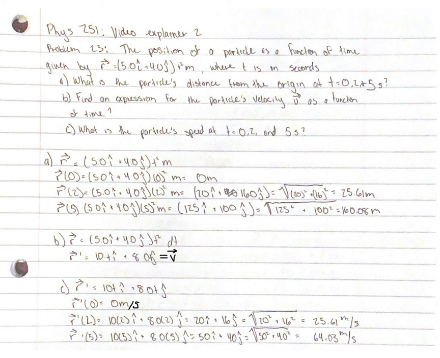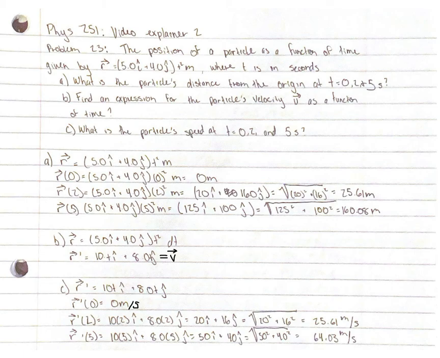Physics Video Explainer 2, problem number 23. The position of a particle as a function of time is given by position vector equals 5.0 i hat plus 4.0 j hat t squared meters, where t is in seconds.